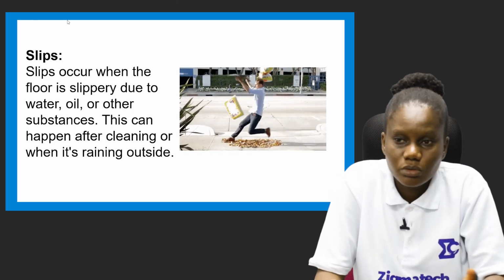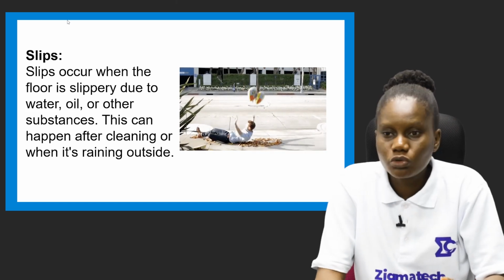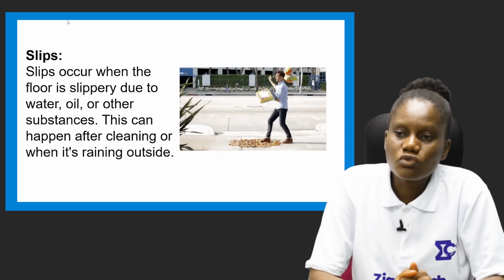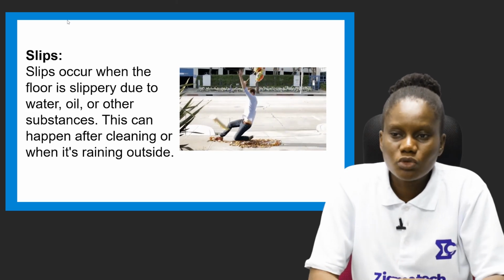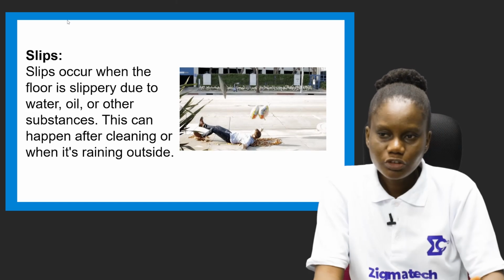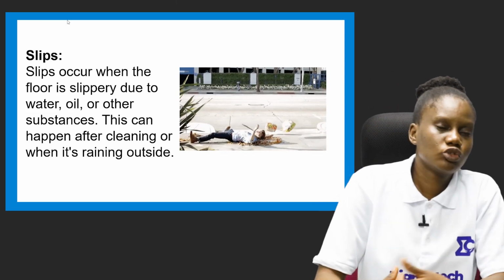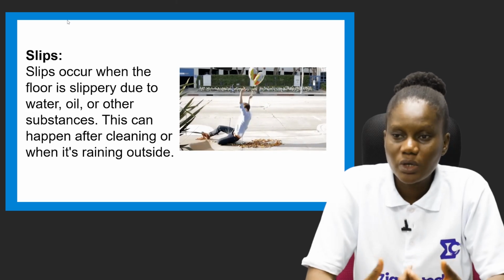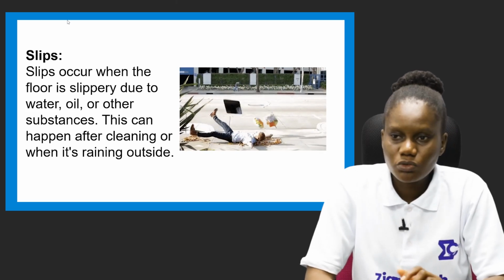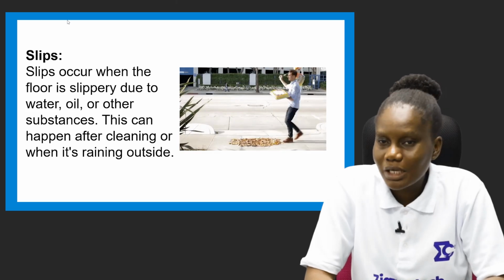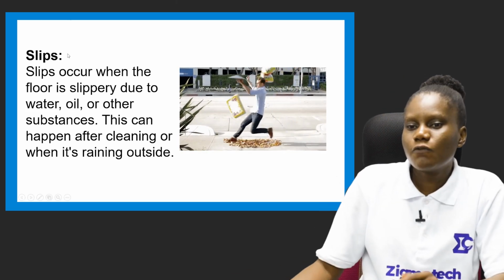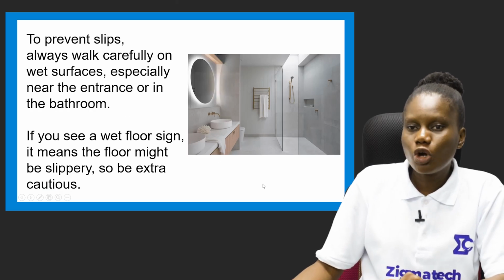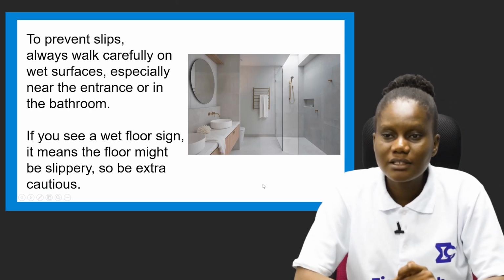For example, slips occur when the floor is slippery due to water, oil, or other substances. Even a banana peel lying on the floor can make someone slip, and this can happen after cleaning or when it's raining outside. Perhaps it was raining and you went to use the restroom outside, and your shoe was already wet, and with that excitement you were rushing to class, you can slip and fall in the process.